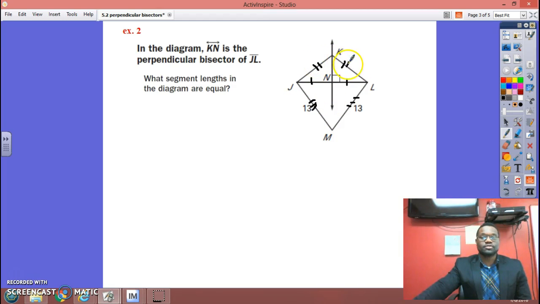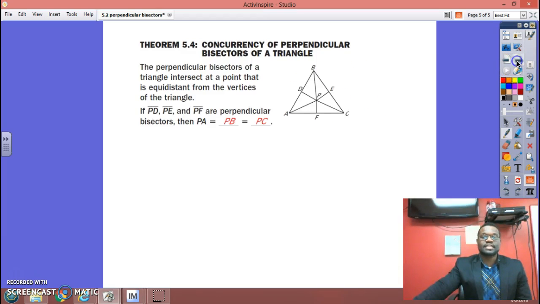Alright? And we know that those are going to be equidistant just like those sides right there. Pretty simple so far. The last thing I want to show you is concurrency of perpendicular bisectors. Alright? So the perpendicular bisectors of a triangle intersect at a point that is equidistant from the vertices of a triangle. So let's go back here for a second.